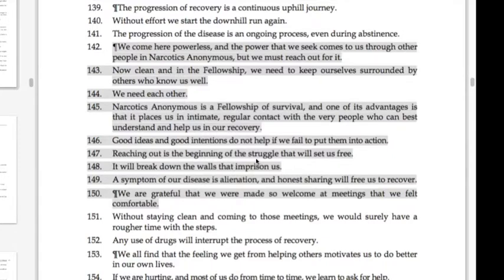To cause to be estranged, to make unfriendly, hostile, or indifferent, especially where attachment formerly existed. Wow. So a symptom of the disease is to feel separate and not part of. That's what I get from that. I don't know if anyone else gets that. Yeah. And honest sharing will free us to recover. So try not to make it up as you go along. Thanks, Joanne.